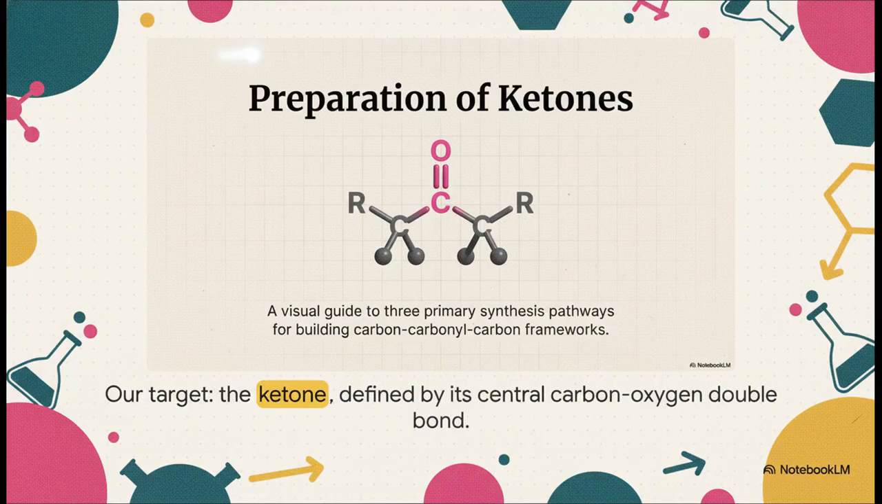All right, so here it is, the star of the show, the ketone. Now, what makes a ketone a ketone? It's all about this one specific feature right in the middle, that carbon atom double bonded to an oxygen atom. We call that the carbonyl group. And that little group is what makes ketones so incredibly useful and reactive. You'll notice it's always hugged on both sides by other carbon groups. We just label them R for now. Every single reaction we look at today has one goal: to build this exact structure.